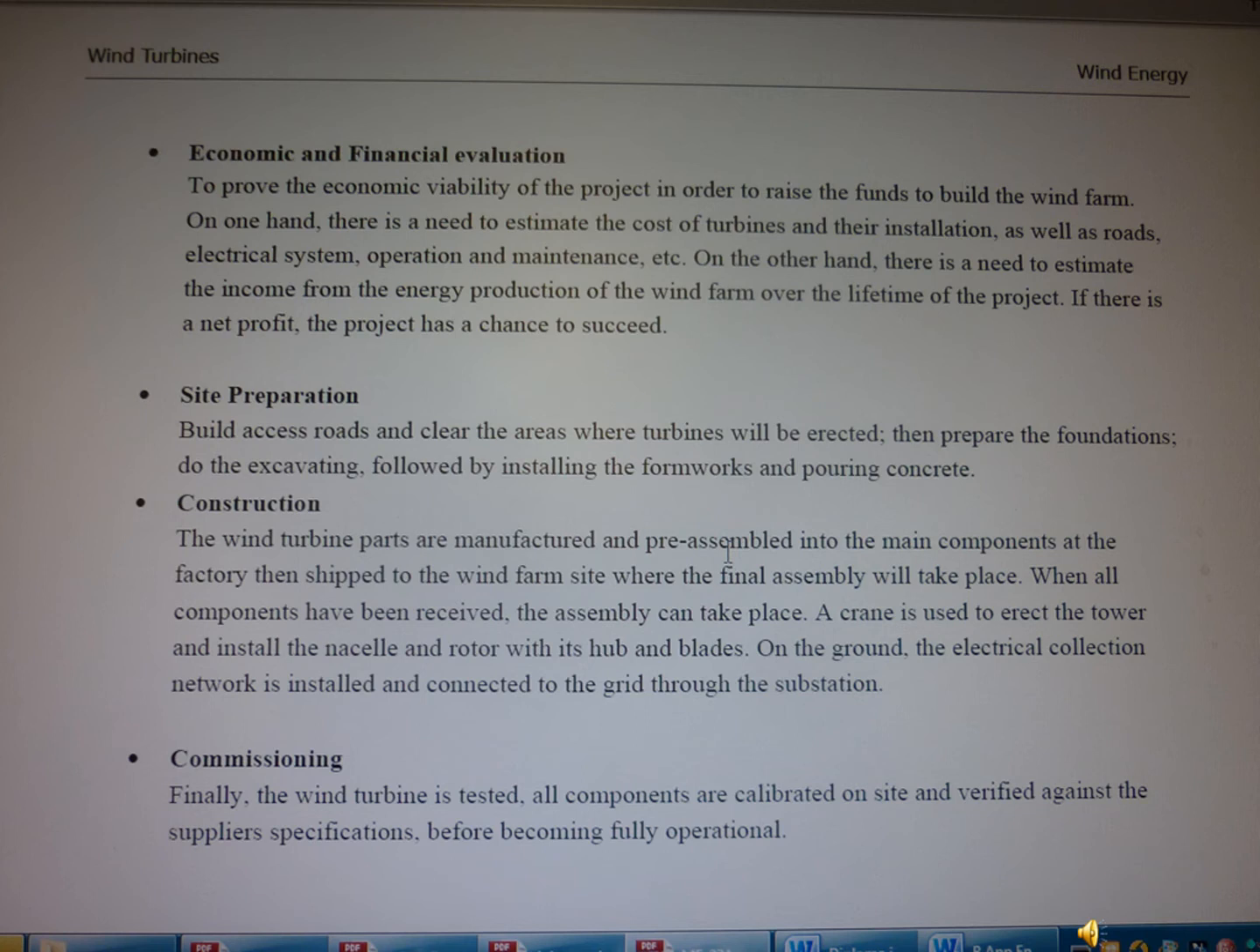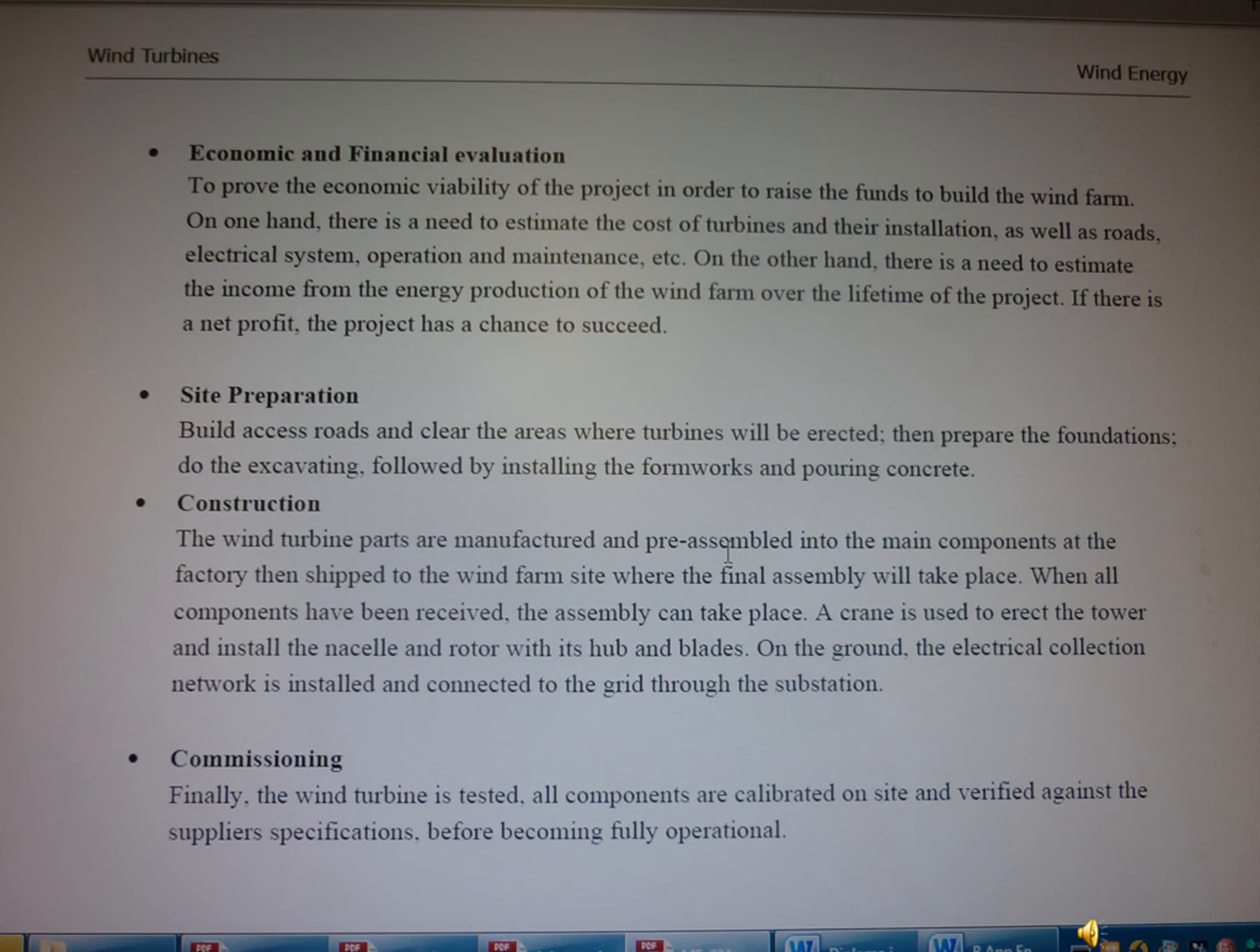Site preparation: pave roads and clear the areas where the turbines will be erected. Then prepare the foundations, do the excavation, followed by installing the networks and pouring the concrete. Construction: the wind turbine parts are manufactured and pre-assembled into the main components at the factory, then shipped to the wind farm site where the final assembly will take place.